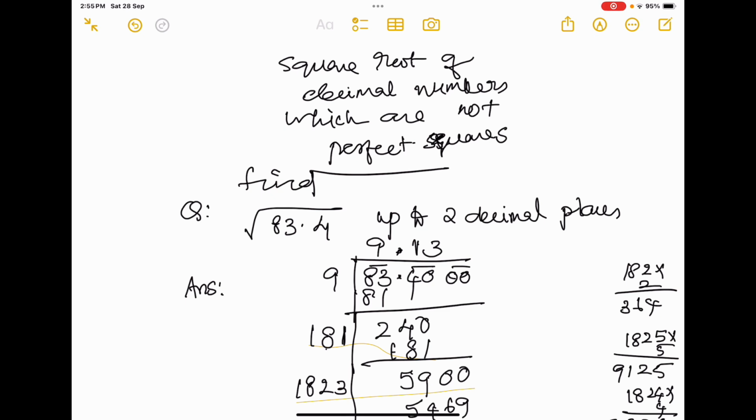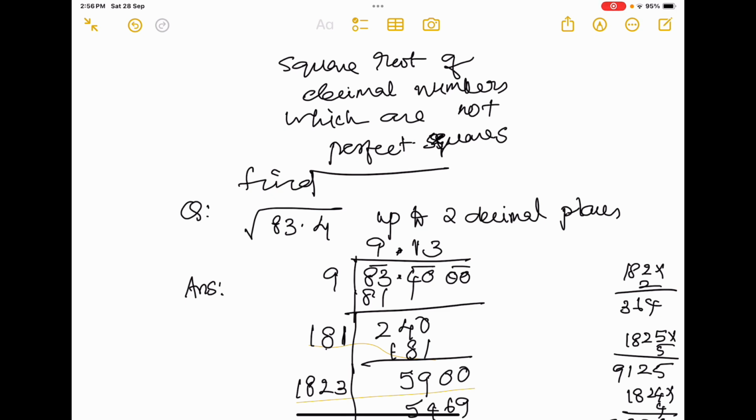Before the decimal you group from the ones place to the left, each group having 2 digits, and after the decimal from left to right. So here before the decimal there is only one group, that is 83, and after the decimal 4 is the only digit. So to make it a group we add a 0, that is 40 is one group, and here we need 2 decimal places, so another group, so you add 2 zeros also.